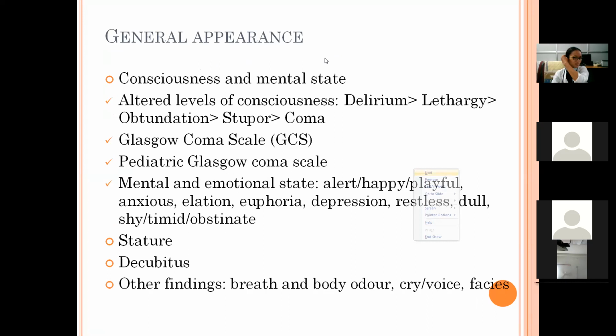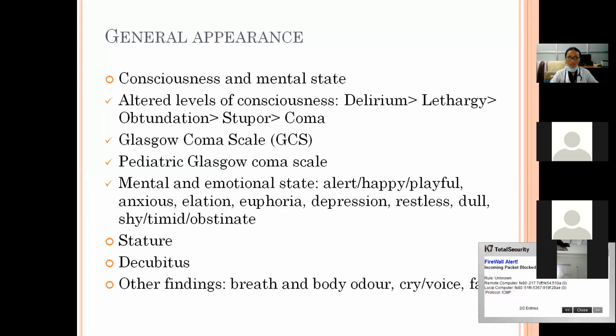So in general appearance, first of all, as the child is brought to you either in the emergency or in the OPD, or when you see the child for the first time in the ward, you have to note the general appearance of the child, the first and foremost. In the general appearance, you'll see the child's consciousness and the mental state. Consciousness is a person's awareness of self and the surrounding, and the relation of self with the surrounding.